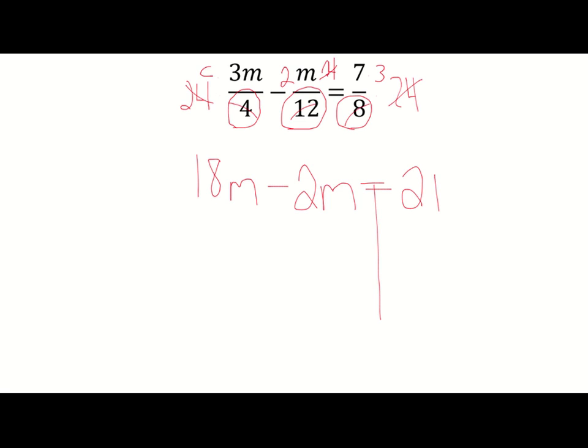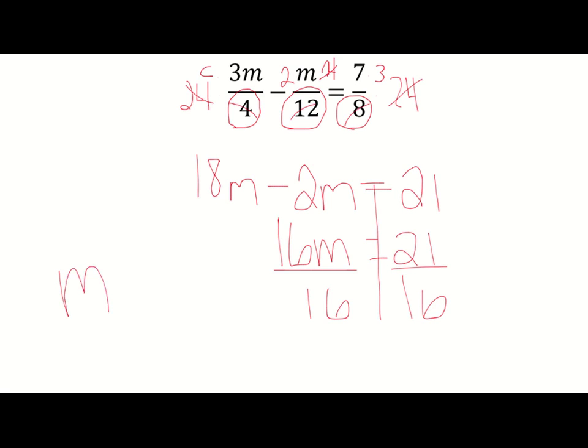At this point, on the left-hand side, 18m minus 2m is 16m, just by combining my like terms. And then I would divide by 16. 16 does not go into 21 perfectly, and there is no number that goes into both 21 and 16. So my final answer for this problem would be m equals 21 over 16.